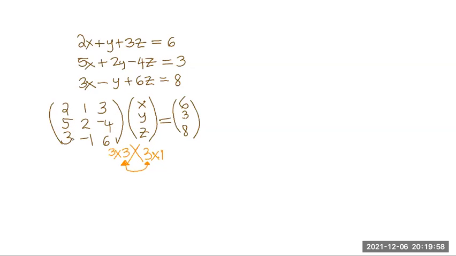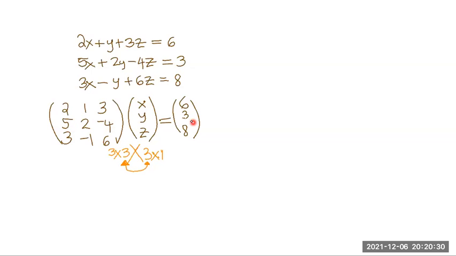Let us try the last one. This thing is very sensitive. 3 times x is 3x. Negative 1 times y is negative y. And 6 times z is 6z. And that equals 8. So you see how I break it up from the system of linear equations into a matrix? Yes, sir. Very important.